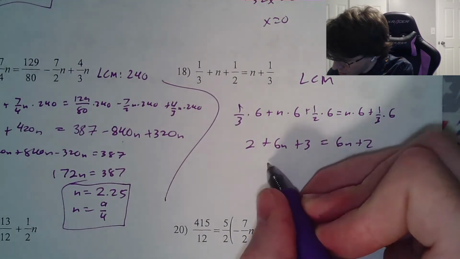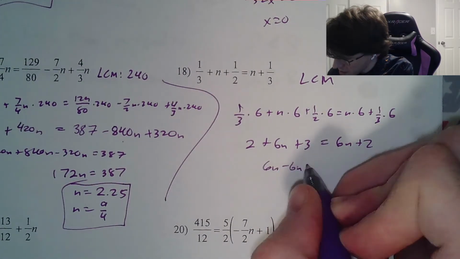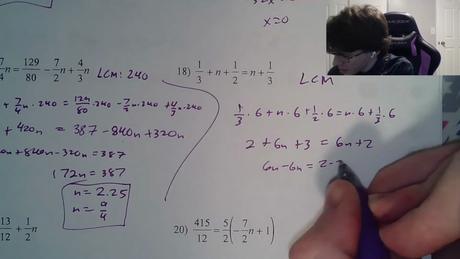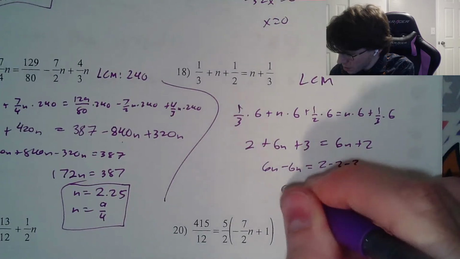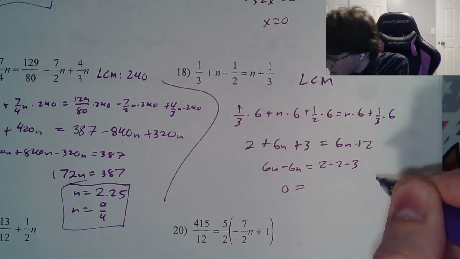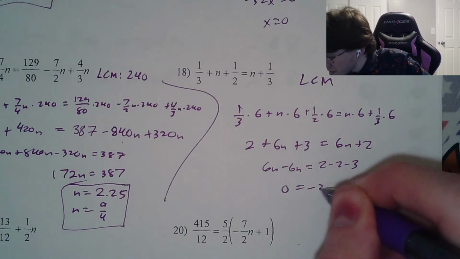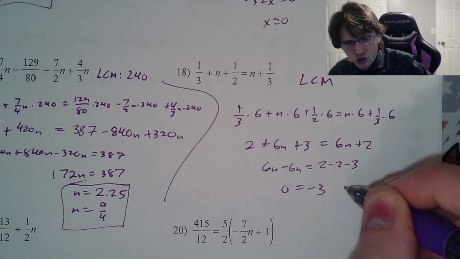Continuing on, all the letters to the left, 6n minus 6n is equal to 2 minus 2 minus 3. We move the 2 and the 3 to the right. They became negative. You get 0 is equal to, what is that, negative 3? And this is, again, trivially not true.